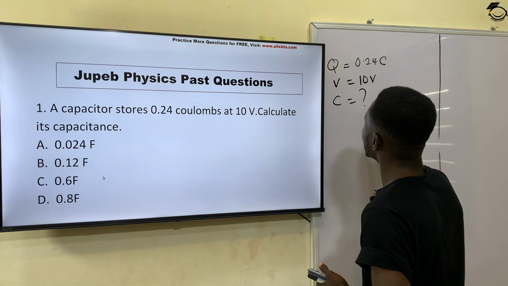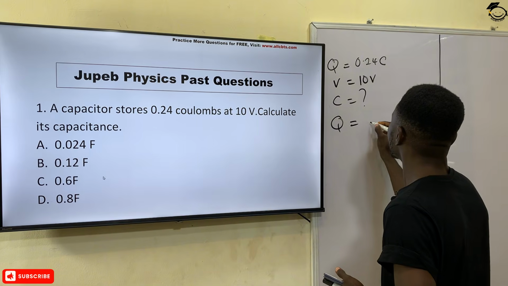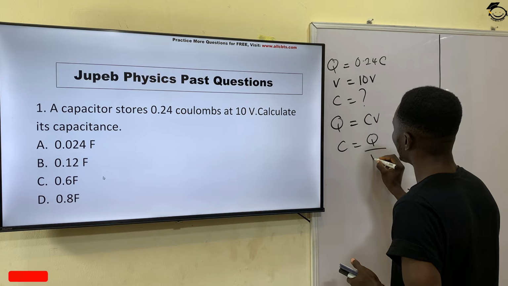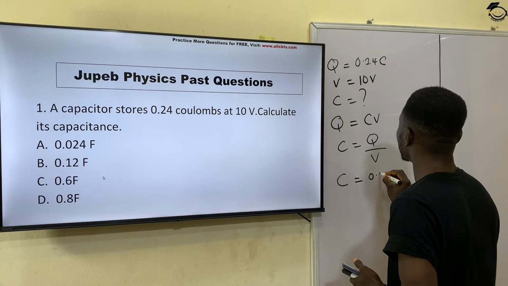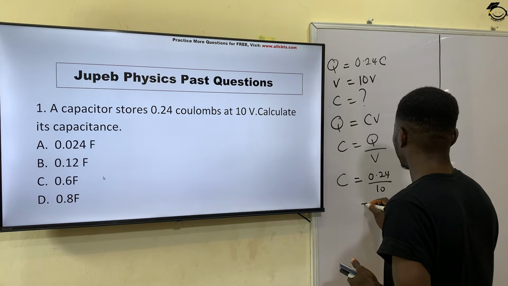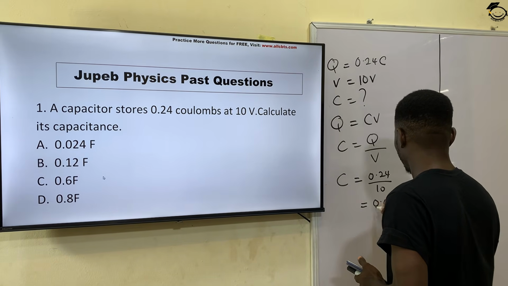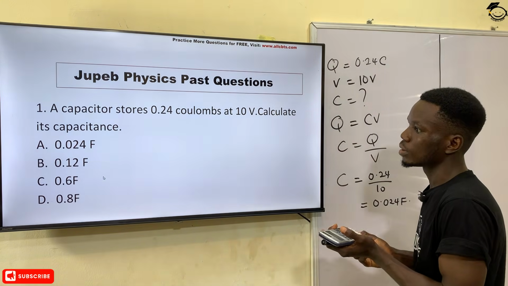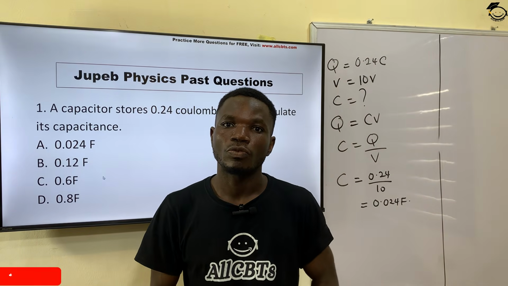So we do not know the capacitance. And we know that our formula says that Q is equal to CV. This is the same thing as saying that C is equal to Q over V, which means that the capacitance is equal to 0.24 divided by 10. And that will give me 0.024 farad. So the correct answer to this question is option A, which is 0.024 farad.